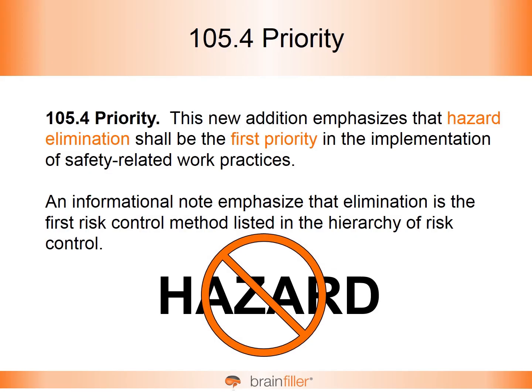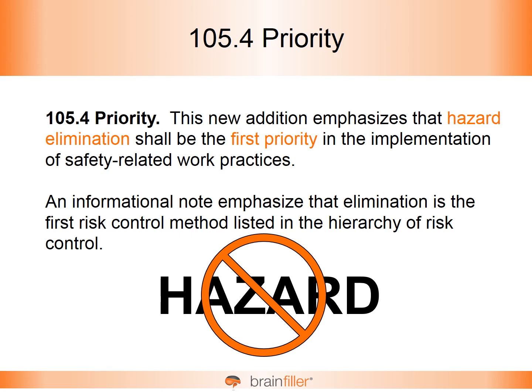105.4 priority is another new addition for 2018, and this addition emphasizes that hazard elimination shall be the first priority in the implementation of safety-related work practices. There's an informational note that emphasizes that elimination is the first risk control method listed in the hierarchy of risk control. And basically, elimination is always job one. Eliminate the hazard. That's part of what establishing an electrically safe work condition is all about.